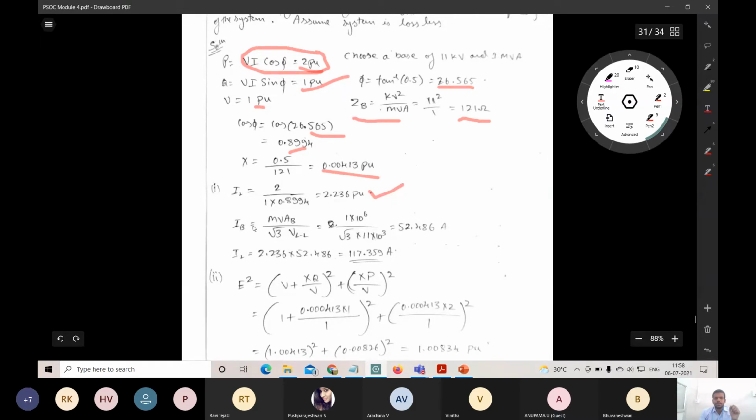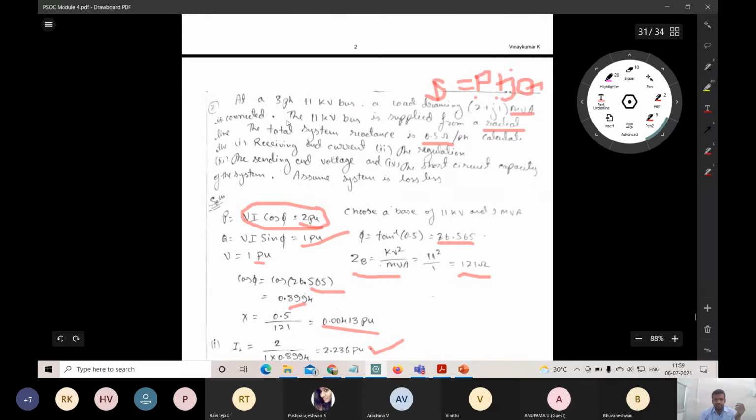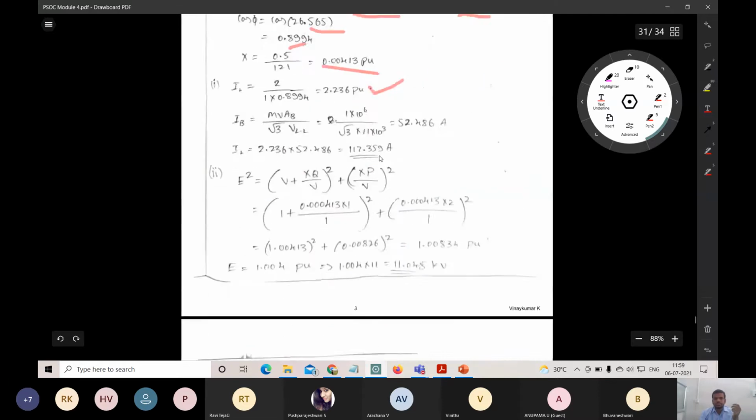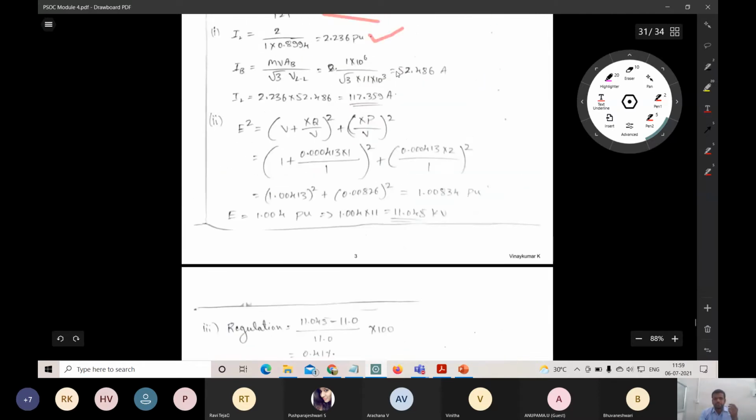Similarly, if you want to calculate the base current, it will be given by MVA base divided by VLL. Since we are using a 3-phase circuit, take root 3. So MVA base, that is 1 MVA, and root 3 times V line to line. Here we are interested in V line to line, so take 11 kV. He has given 11 kV. So 1 MVA divided by root 3 into 11 kV.